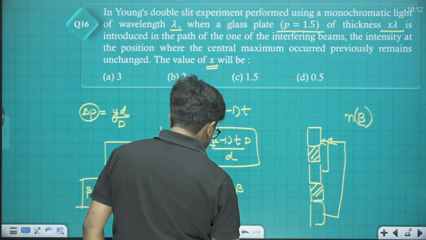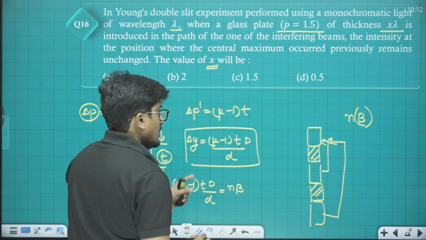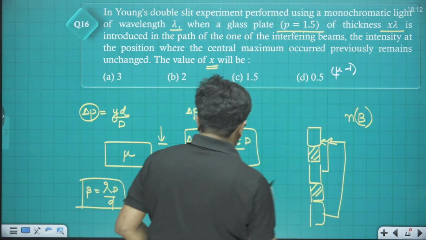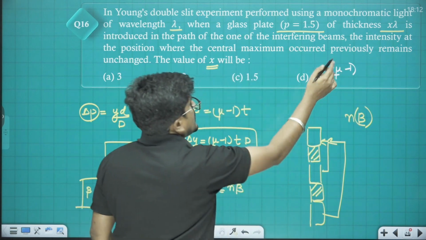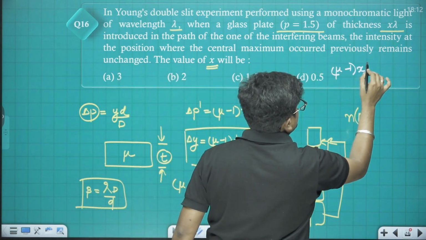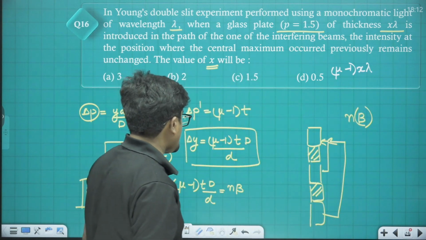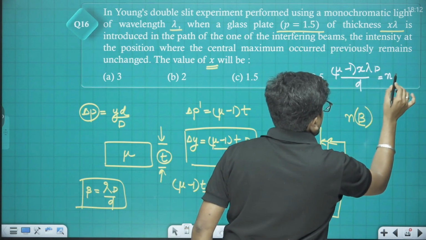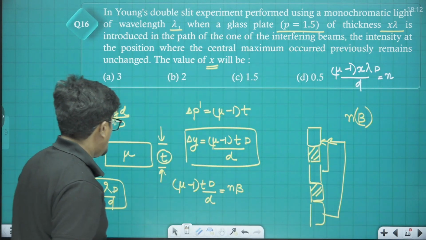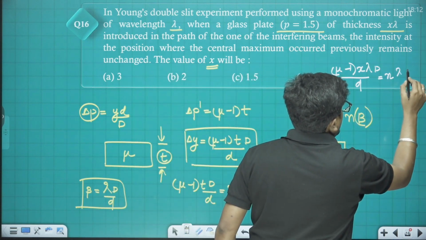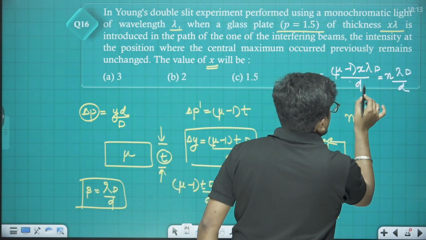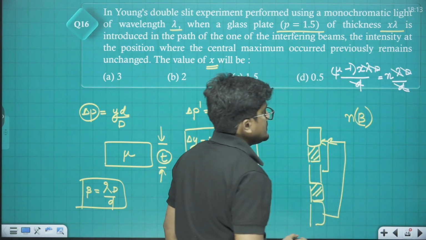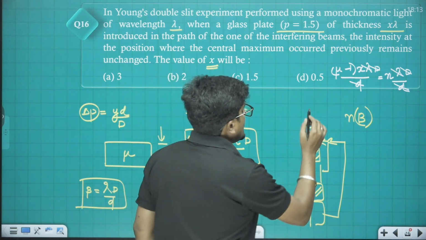Once I substitute that, so mu minus 1 into small letter d. What is small letter d? Small letter d is x times lambda into capital D all divided by small letter d, that is n times the expression for beta. Expression for beta is lambda capital D all divided by small letter d. Small letter d and small letter d will cancel, lambda and lambda will cancel, capital D and capital D will cancel. All right, now what are we left with?